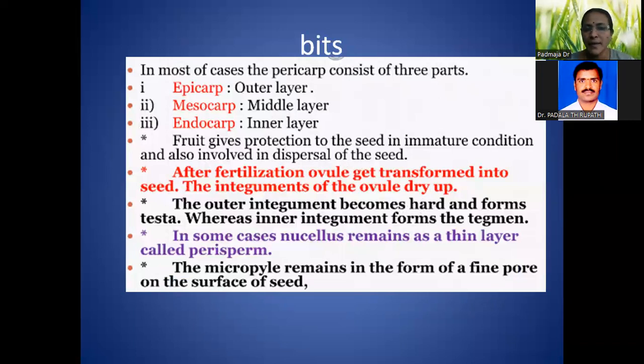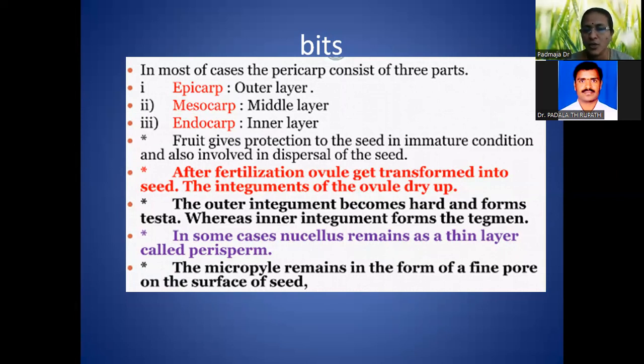The fruit has layers. The outer layer is called the epicarp, then the mesocarp, and the inner layer is called the endocarp. Fruits give protection to the seeds in the immature condition and are also involved in the disposal of the seeds.